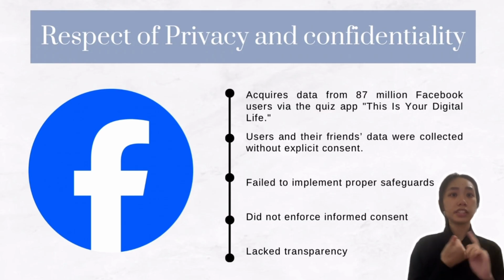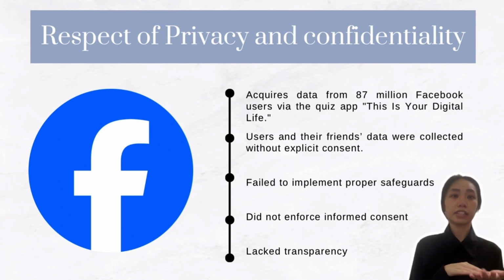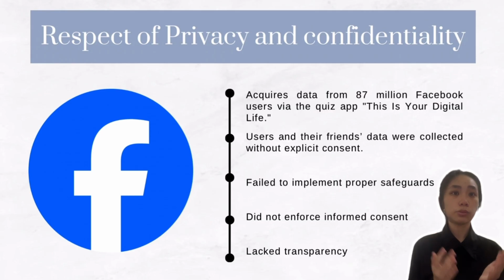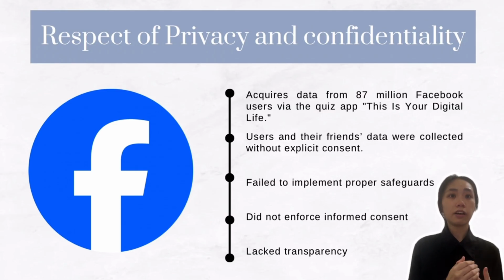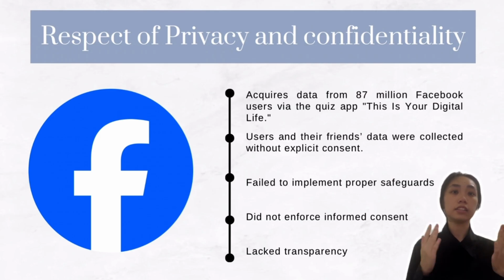The data included personal interests, demographics, and social connections, all of which were used to build detailed psychological profiles. These profiles were then exploited for targeted political advertisement during major events such as the 2016 US presidential election. Both Facebook and Cambridge Analytica failed to implement proper safeguards, enforce user consent, or ensure transparency. This lack of ethical data handling represents a clear violation of the principle of respect for privacy and confidentiality, highlighting the dangers of weak oversight in digital platforms.